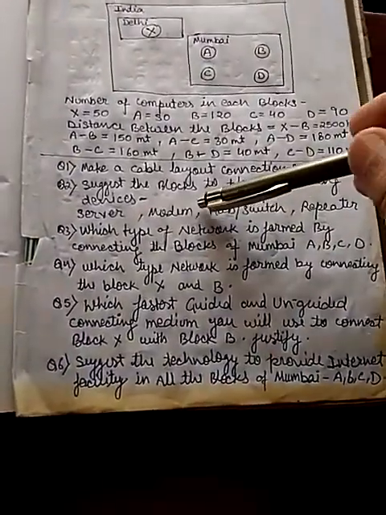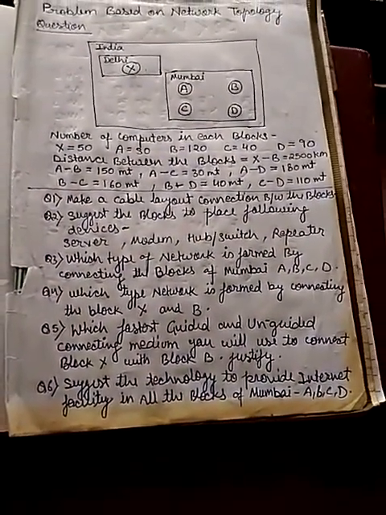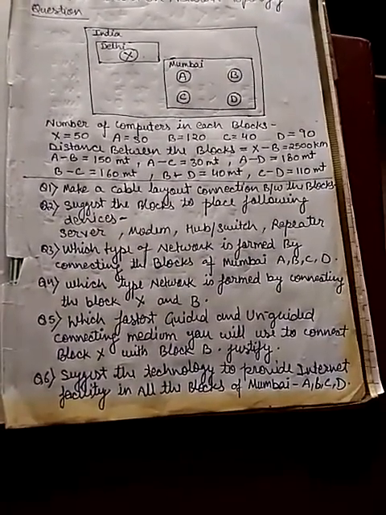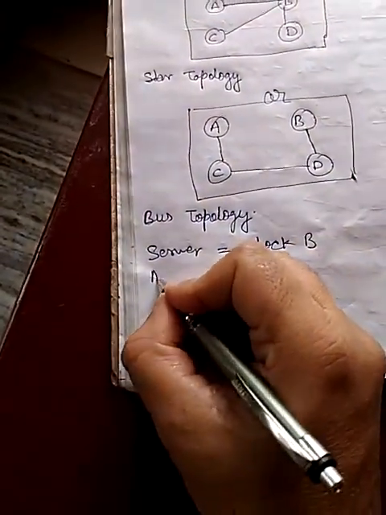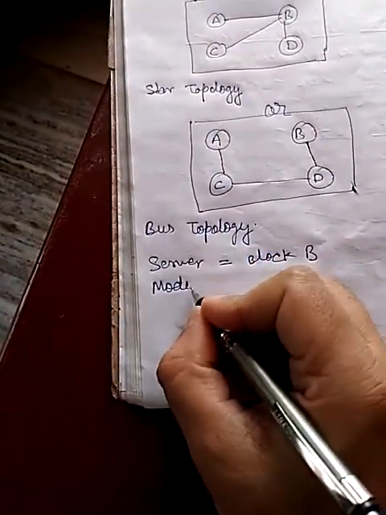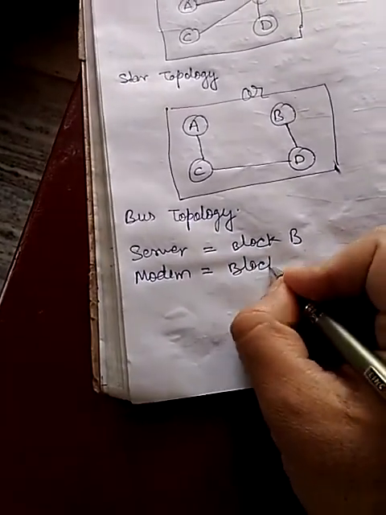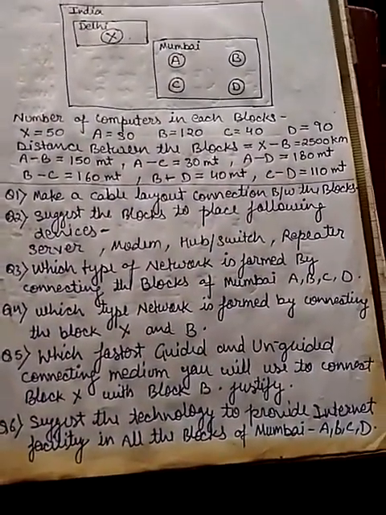Okay, now the modem. Modem is the network device which has to be installed on the server. So the server is present in block B, hence the modem and other network devices should be installed in block B. Then the placement of hub or switch.